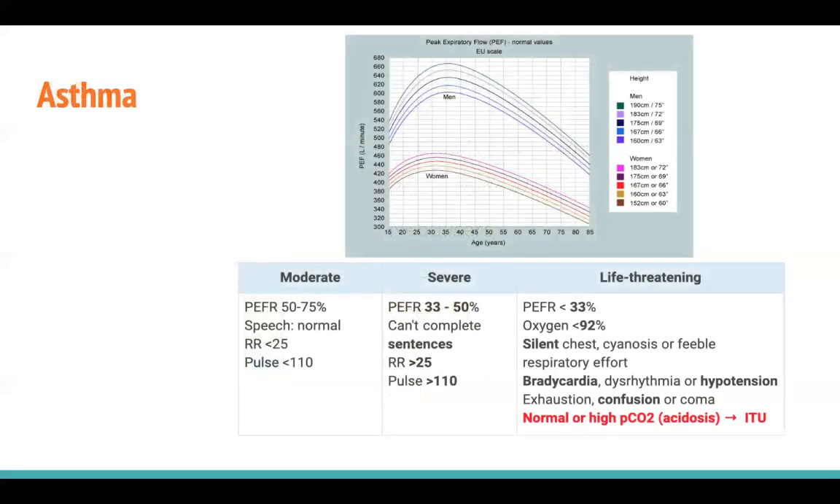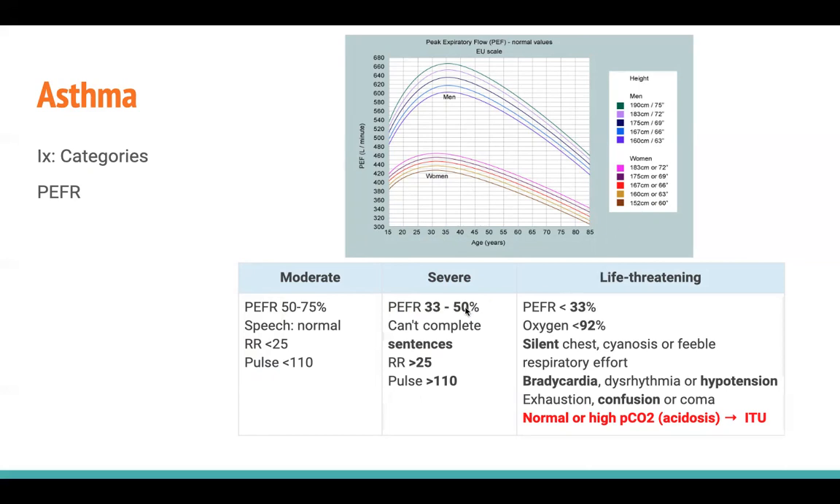Next, we've got asthma. Asthma has various categories. It's important to categorize the asthma exacerbation correctly. So we've got moderate, severe, and life-threatening, which we're going to focus on. It's important to monitor the peak flow rate because this will give you an idea of how bad the asthma is. So if the peak flow rate is between 33 and 50% of normal, as you can see, you can work out what normal is for a patient based on their age and their height and their gender.